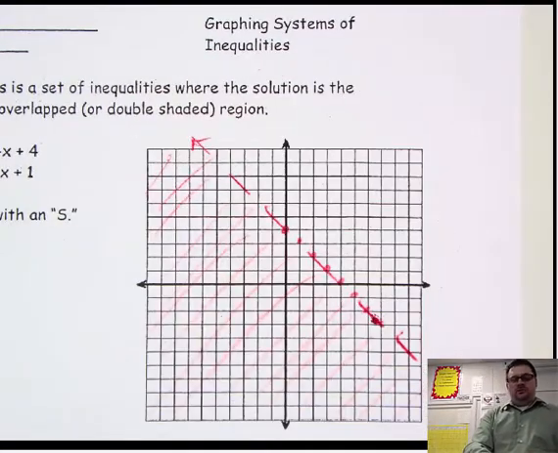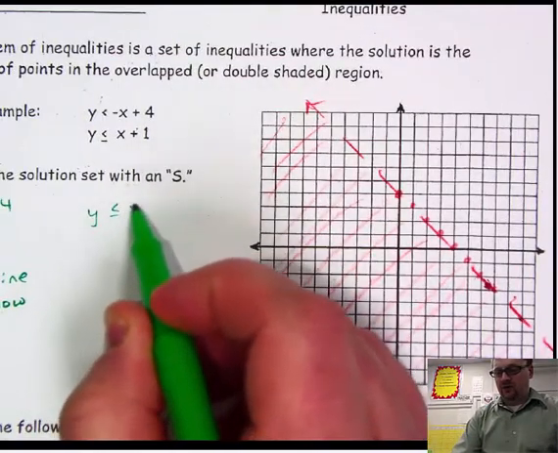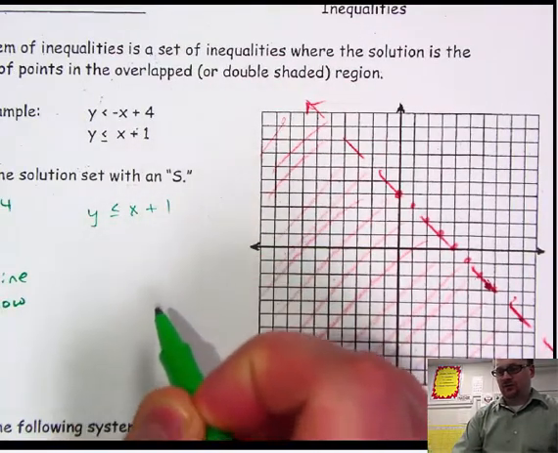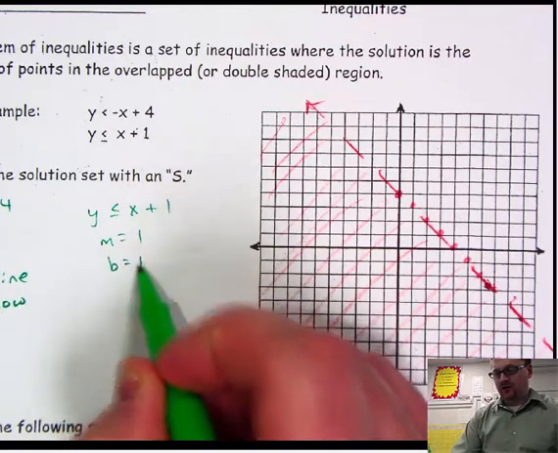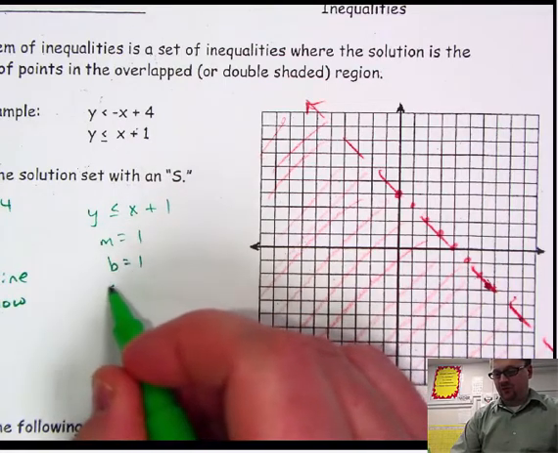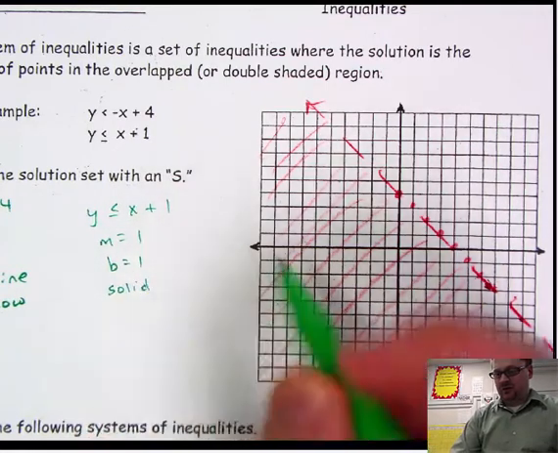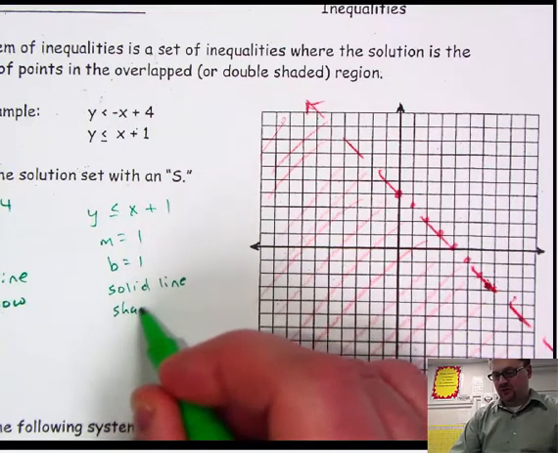Okay. But now I have a second inequality. My second inequality was y is less than or equal to x plus 1. So again, the four pieces of information. My slope is 1, my intercept is 1. This is a less than or equal to symbol, so it's going to be a solid line. And since it's less than, again, I'm going to shade below.